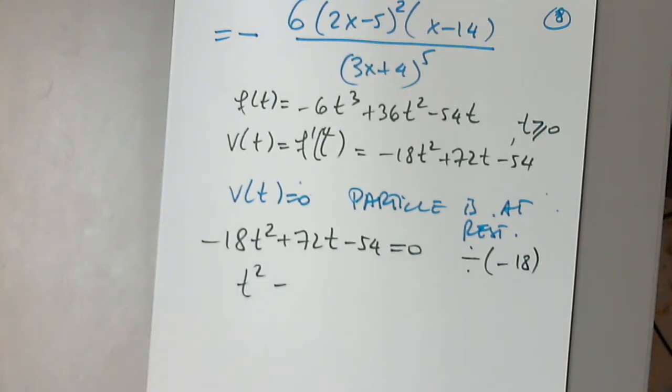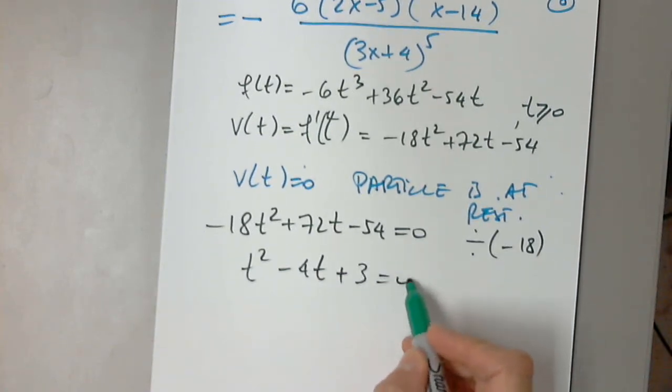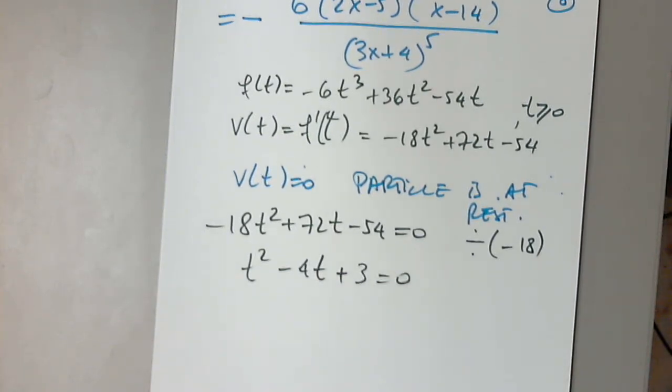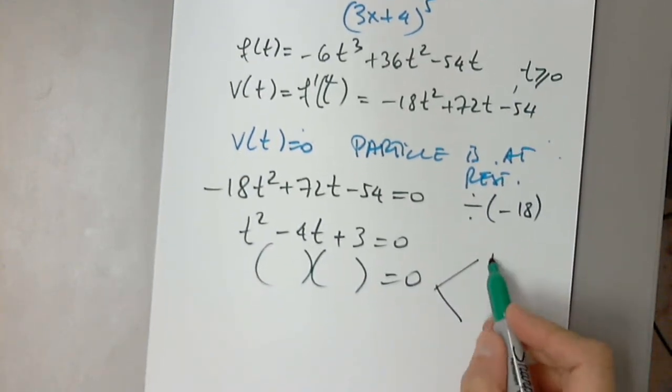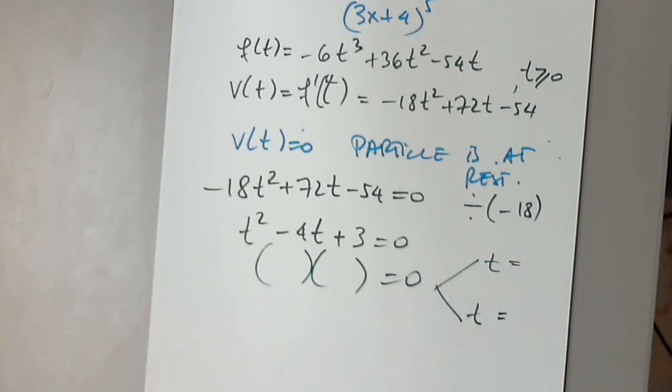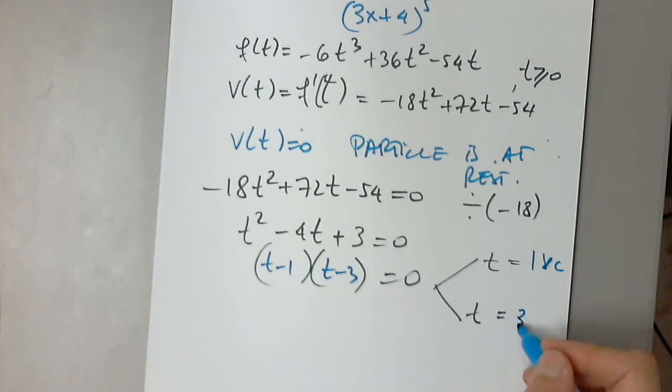t squared minus 4t plus 3. And of course, this is way more human than the previous one. And I'm also hoping that I can factor quickly. It's quadratic, so obviously I'm expecting 2 solutions. If one is negative, then I will disregard it, of course, but if both are positive, I'll consider both. So how do I factor this? t minus 1, t minus 3. So it's 1 second and 3 seconds.